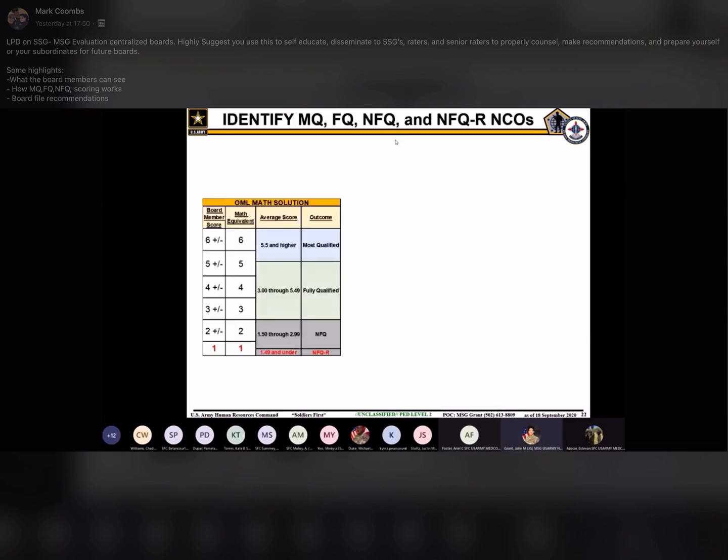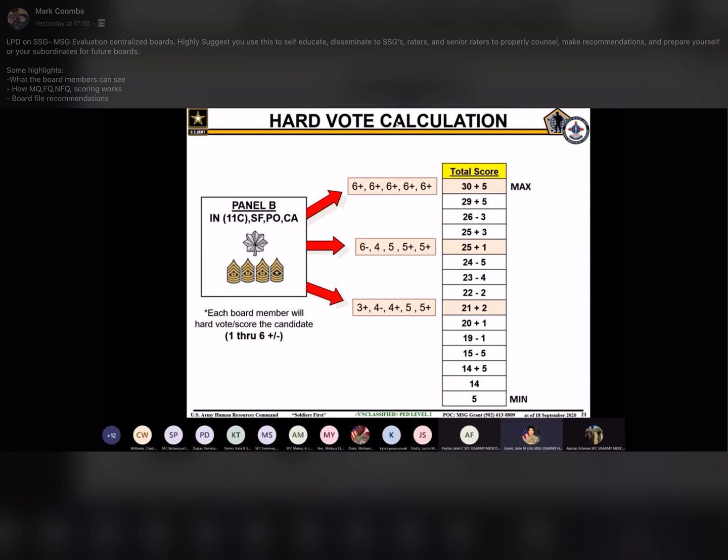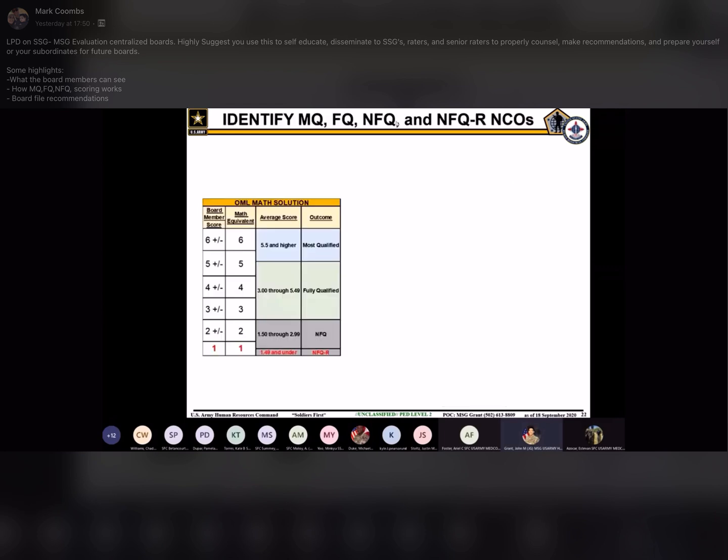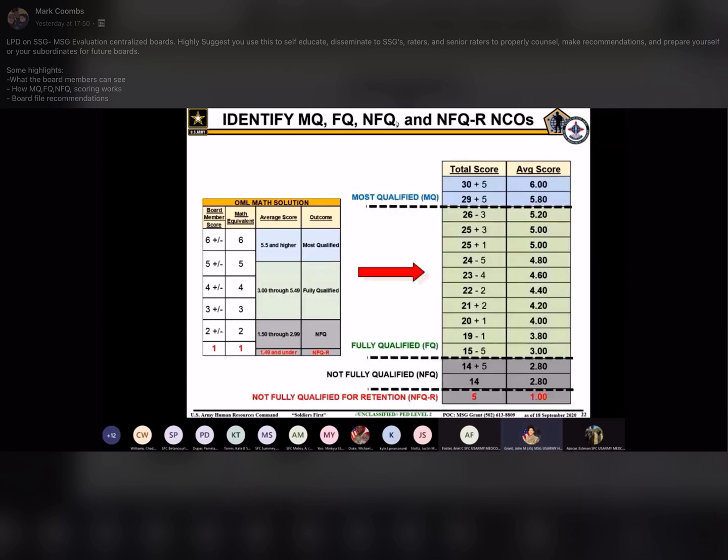Now this one's a little different. There's a lot of math in this brief for these next few slides. So how do we identify our most qualified, fully qualified, not fully qualified, and not fully qualified for retention NCOs? As you see here, we already added up all the scores and created our total score. So now we know who falls where on the OML. What we have now is an OML math solution that is going to help us convert our total scores into an average score, because our average score is what's going to drive who's most qualified, fully qualified, and not fully qualified. It's going to be driven by the average score.